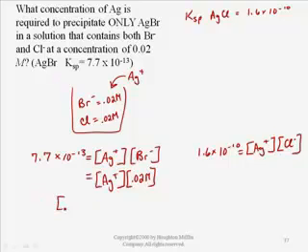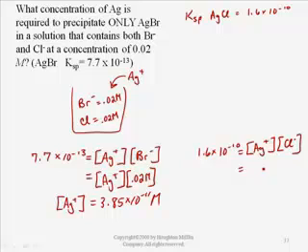So for this one, my silver concentration to precipitate the silver bromide, I need to have at least how much? 7.7 times 10 to the minus 13 divided by 0.02, at least 3.85 times 10 to the minus 11. That concentration will start precipitating the silver bromide. But let's see for the silver chloride, at what point do I start precipitating that? So we do the same thing.